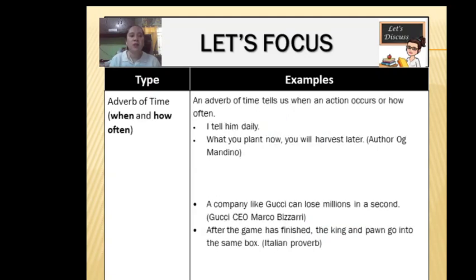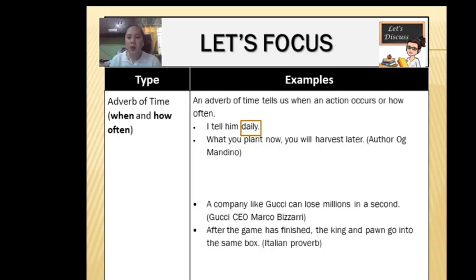Let's go to the second type of adverb for the day, which is the adverb of time. An adverb of time tells us when an action occurs or how often it happens. Example: I tell him daily. What do you think is our adverb of time here? Which word describes how often an action occurs? If you say daily, then you are right.